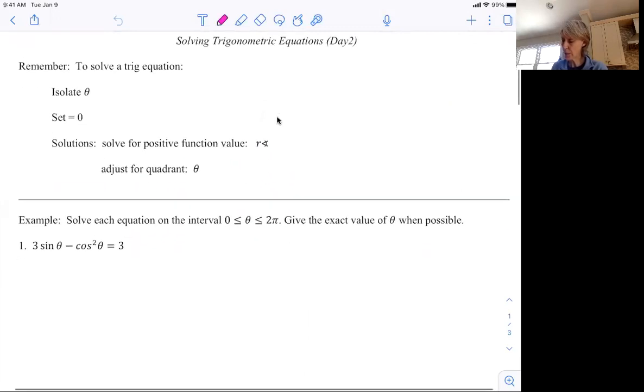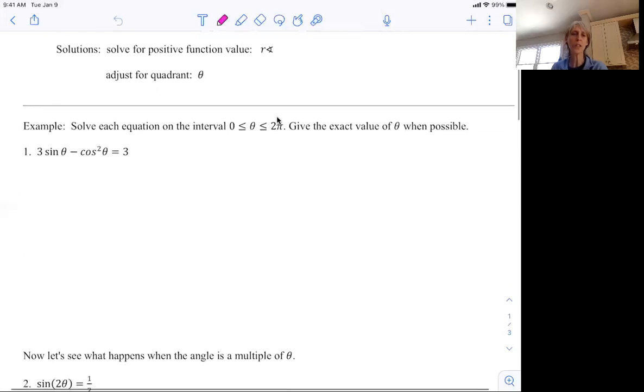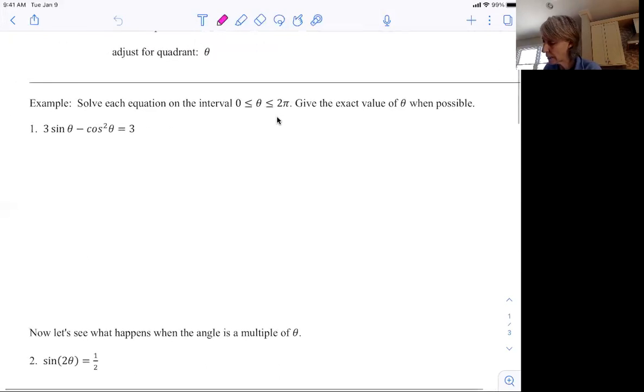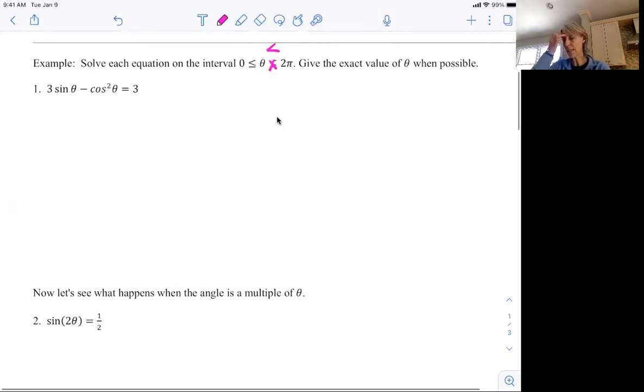So let's start off with an example similar to the ones we were working on yesterday. Solve each equation on the interval 0 less than or equal to theta less than 2 pi. Sorry about that. And we're going to give the exact value of theta when possible. So 3 sine theta minus cosine squared theta equals 3.